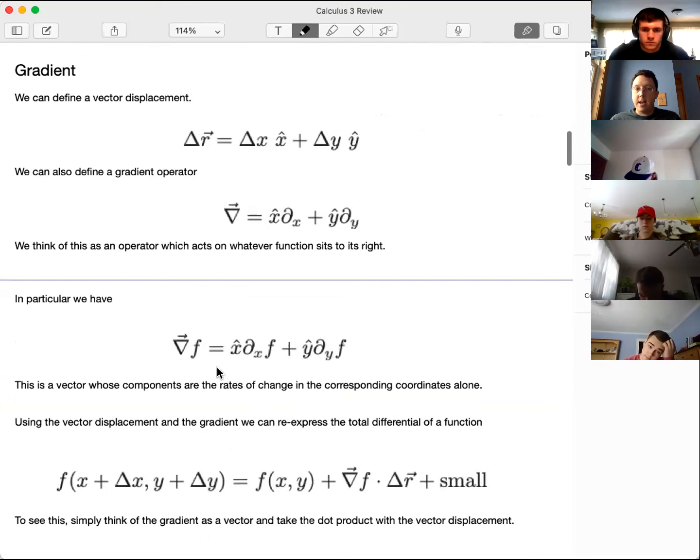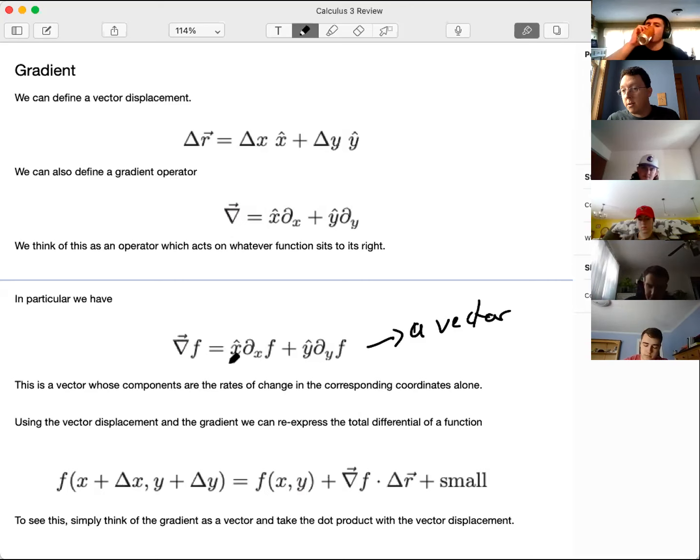Now, this thing, what is it? Well, it's a vector, right? It's x hat times some number plus y hat times some number. You have to know what the function is to tell exactly what that vector is, but it's a vector. Fine. And that means you can do other things with it. You can take dot products. You can take cross products. You can do lots of things.